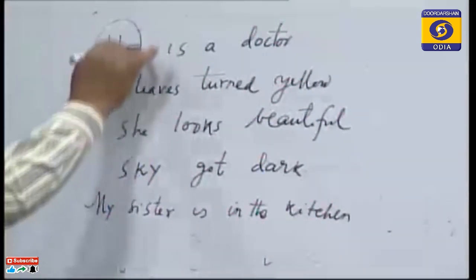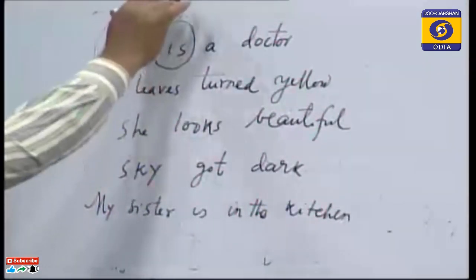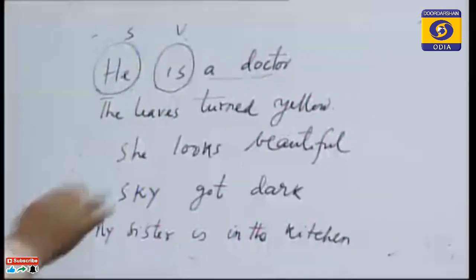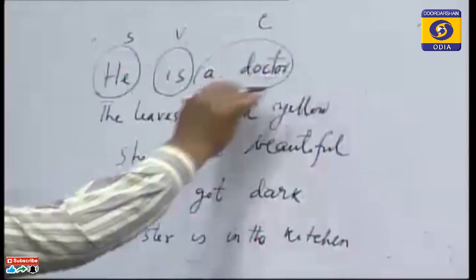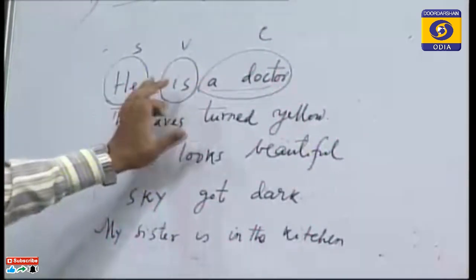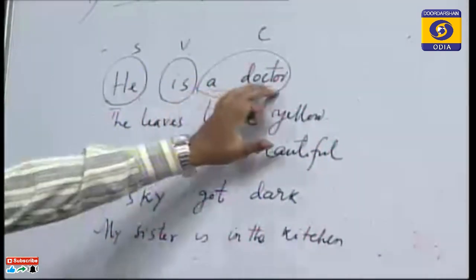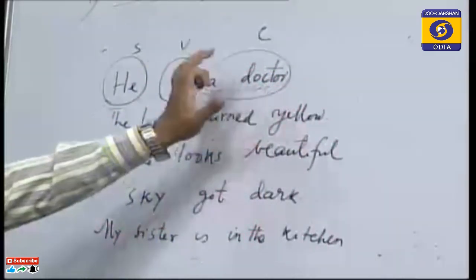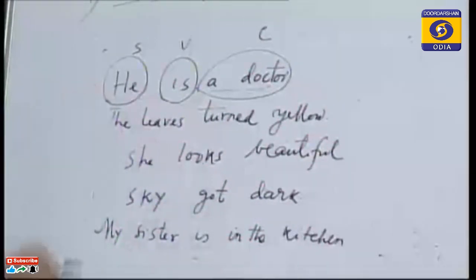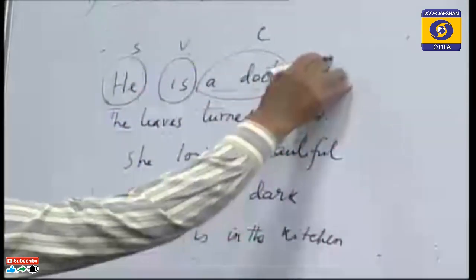You see, he is a doctor. Here, he is, of course, the subject. Is, of course, the verb. What is this? A doctor. This is the complement. Without this, the sentence cannot be grammatical. He is not a complete sentence. So he is a doctor. A doctor completes the sentence, and this is the complement. Here, in the leaves turned yellow, it is an adjective; in he is a doctor it is a noun phrase, NP.